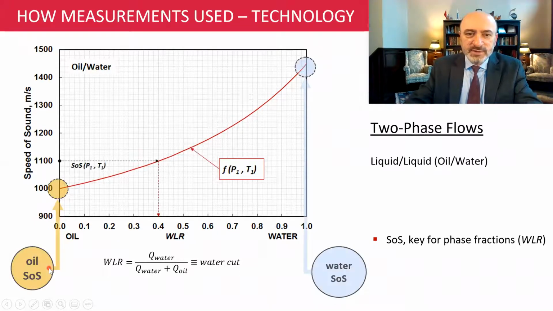So at 0% water cut, which means 100% oil phase, one of the boundary conditions of this curve is the oil speed of sound, which is about 1000 meters per second for this example. Of course, that number changes depending on the type of the oil, whether it is light oil, heavy oil, or depending on the temperature and pressure. On the right, at 100% water cut, we have the second boundary condition, which is the speed of sound of water, right around 1500 meters per second.